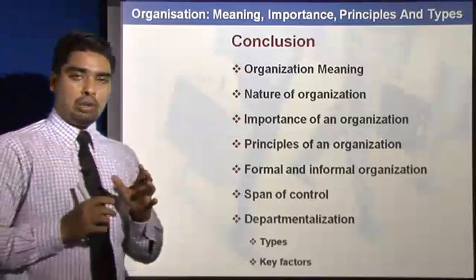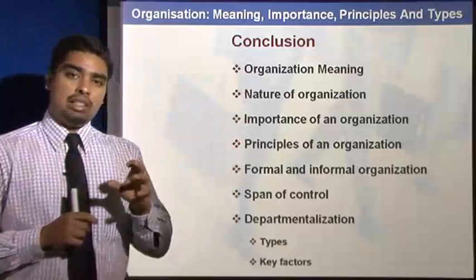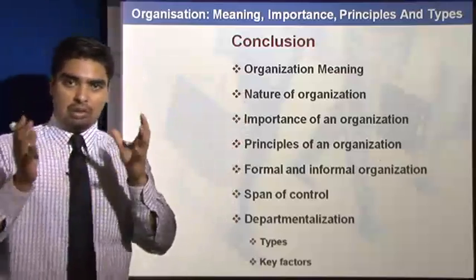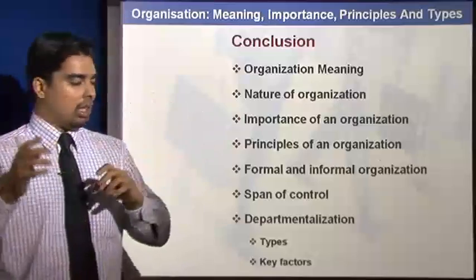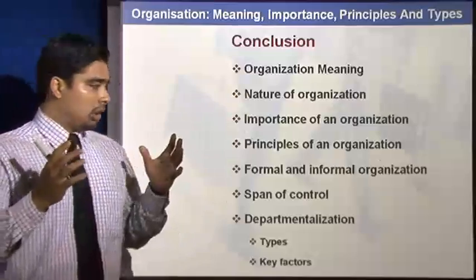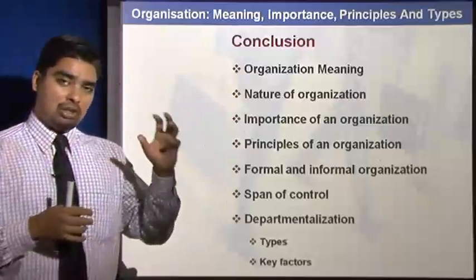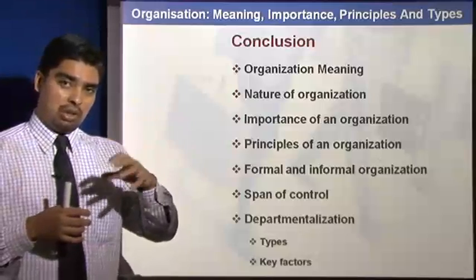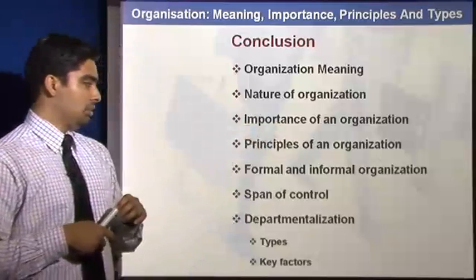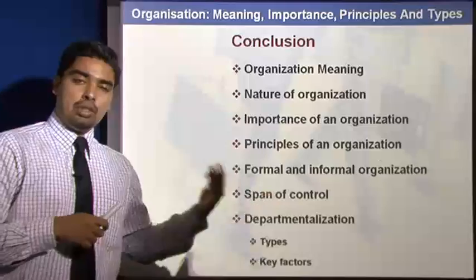So what are the things that we looked at? Organization meaning. We looked at organization meaning as one, a process, and also a structure of relationships. We looked at both what it is as a process and a relationship. Then you looked at the nature of organization. You've looked at the informal and formal organization, where you have a formal structure. It's a formal organization. You have an informal organization as well. You looked at the principles of an organization. You looked at formal and informal organization here again. You looked at what is span of control.